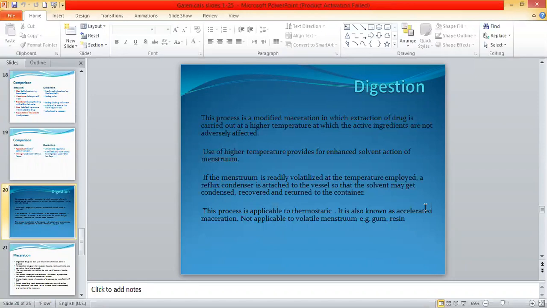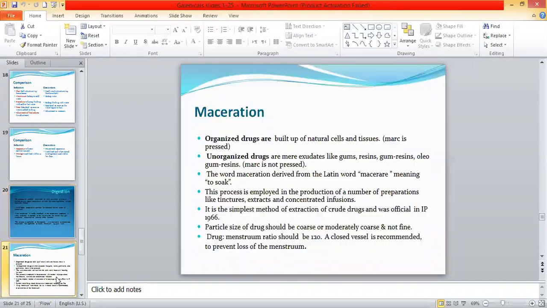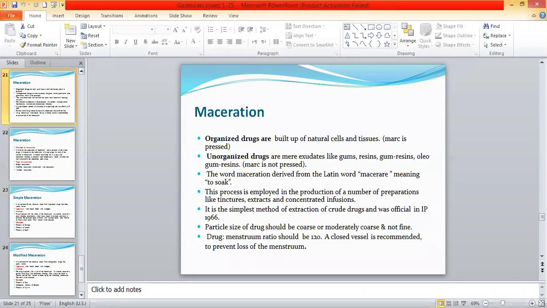This process is applicable to thermostatic, and it is known as accelerated maceration, and it is not applicable to volatile menstruum. For example, gums and resins. Maceration, but before maceration, we should say what are organized drugs and unorganized drugs. Organized drugs are built up of natural cells and tissues, and marc is pressed. For example, roots and leaves are organized drugs. Unorganized drugs do not have any definite shape, for example, gums, resins, gum resins, and oleo gum resins, and marc is not pressed in this case.